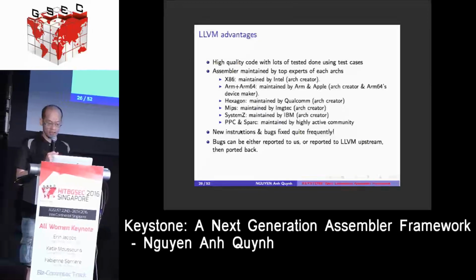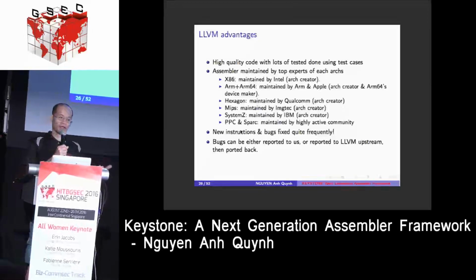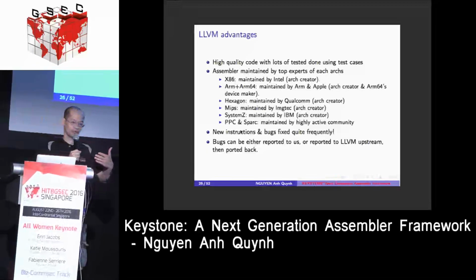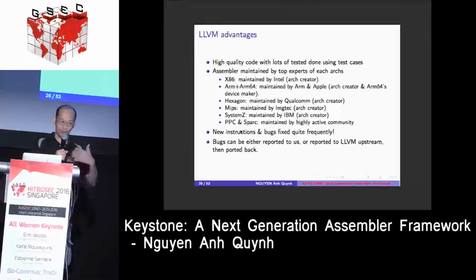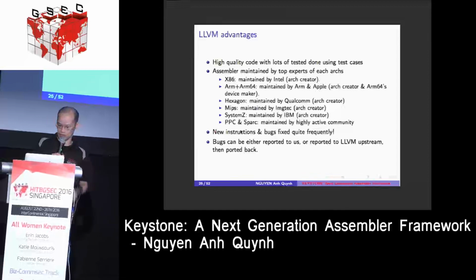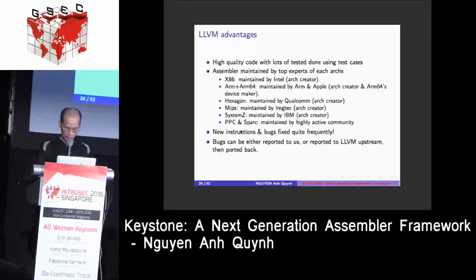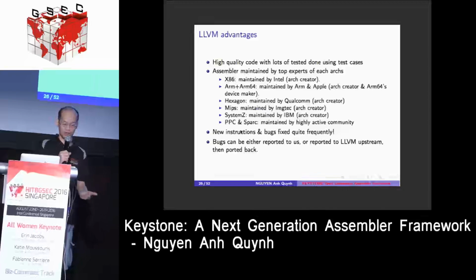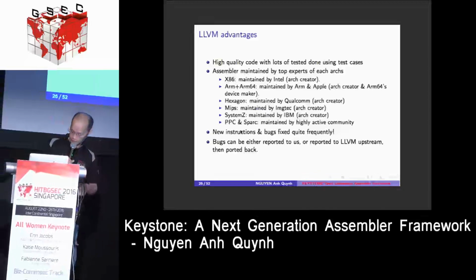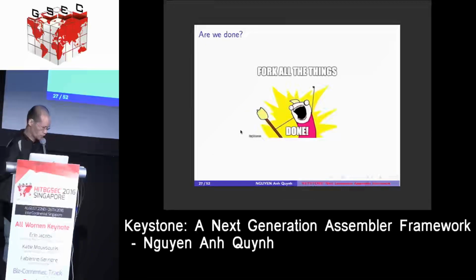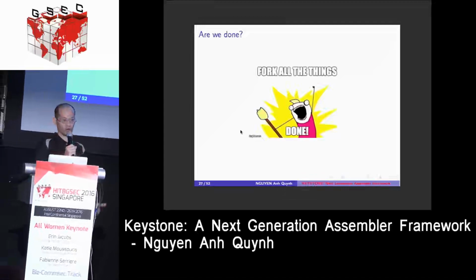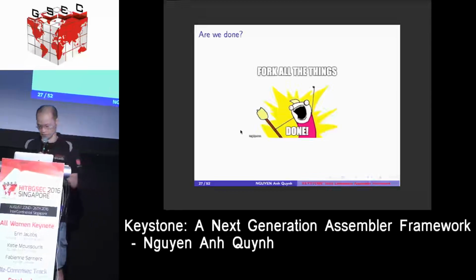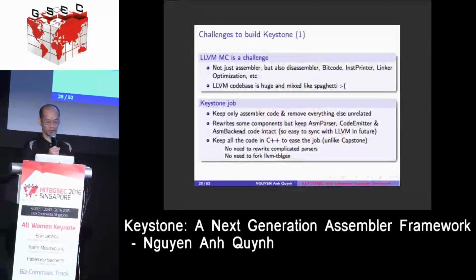And new instructions and bug fixes are frequently added. Every time a CPU vendor adds new instructions, they quickly add support in LLVM. So that's very nice. And if you fork LLVM to build Keystone, bugs can be reported either to us or to LLVM, and you can backport the fix. Okay, so we fork LLVM to build Keystone. Is that easy? It's not a lot of work.